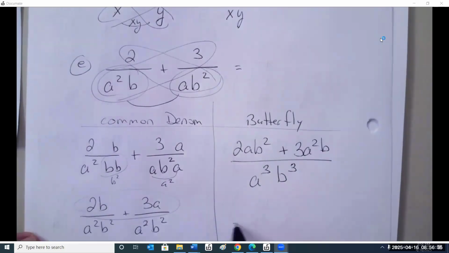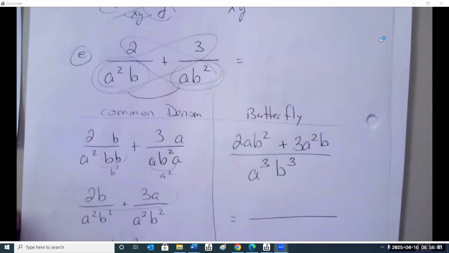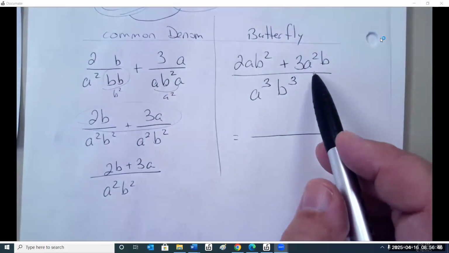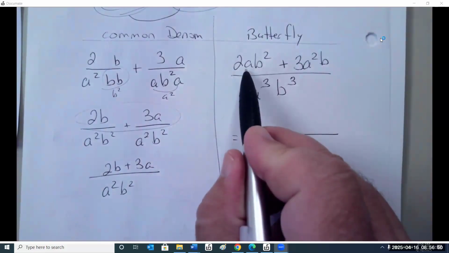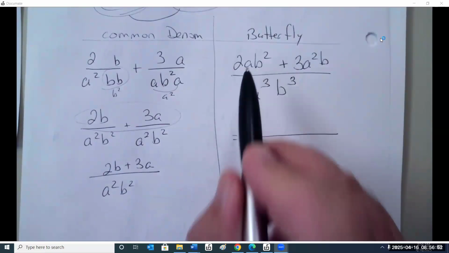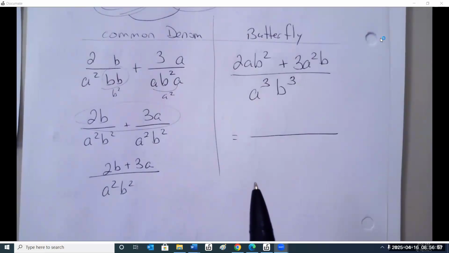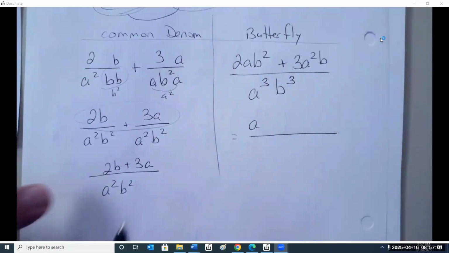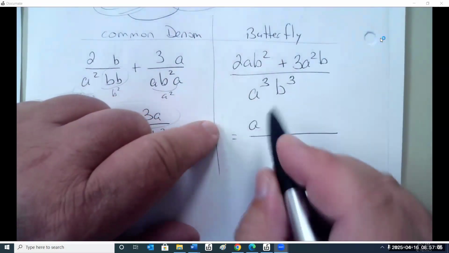So our next step is factor. What do the top have in common? How many a's do they both have in common? They have only one in common. You can only have in common the smallest number. This one has two a's. This one only has one. So they have one a in common. How many b's? They have one b in common.